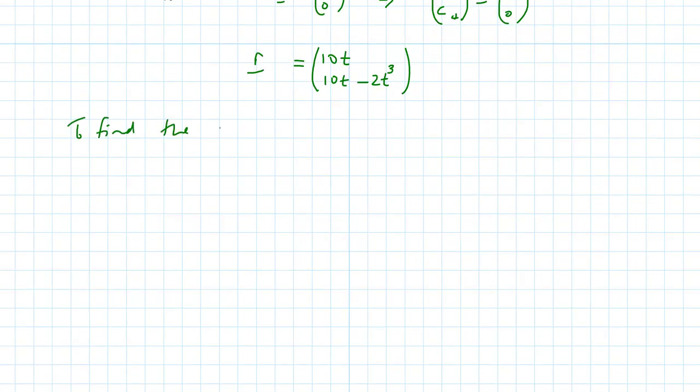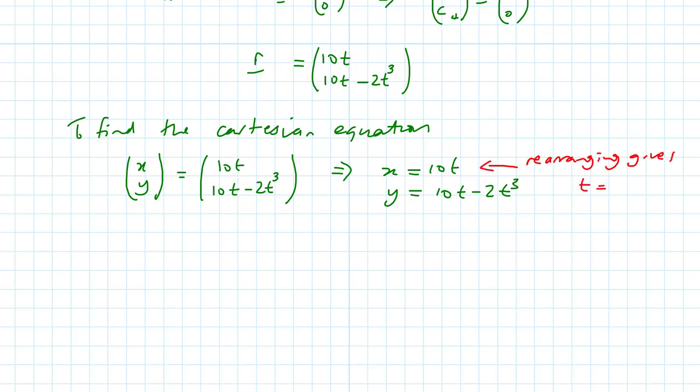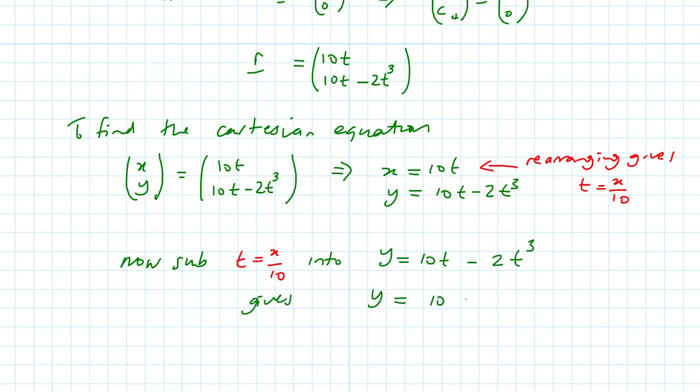Now, if we want to find our Cartesian equation, all we've got to do is rearrange one of the terms. So r is effectively x and y, the two positions of x and y. Take the easiest one, so in this case x equals 10t is the easy one. Rearrange it to get t equals, and then we substitute that into y. And then just make it look tidier.